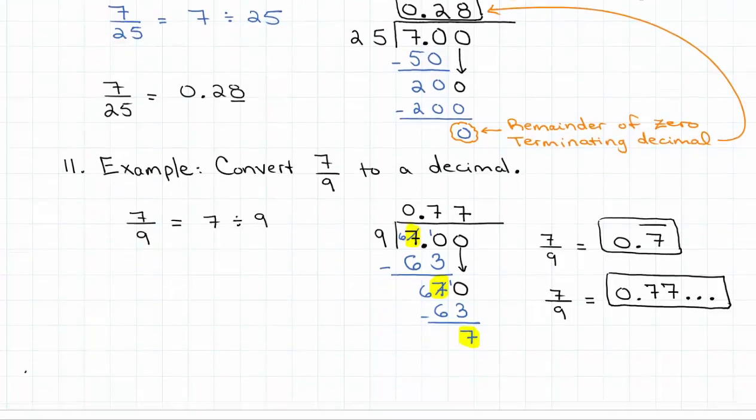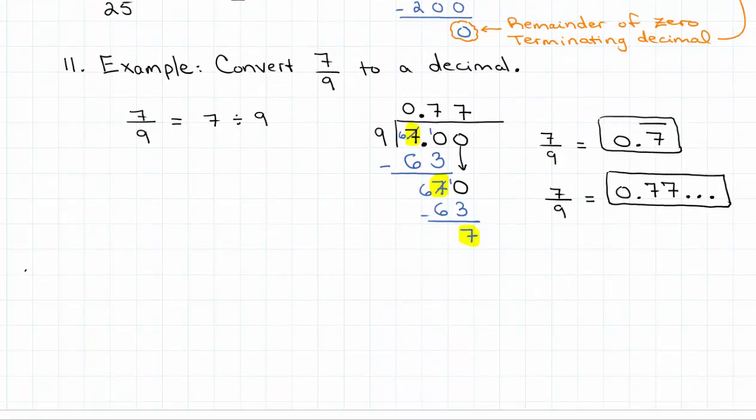Okay, I'm going to do just one more example where we have not just one number repeating, but sometimes 2 or 3 numbers might repeat, so you can just see what that's going to look like. So I'm just going to do one more example right here. Let's convert 7/11 to a decimal.